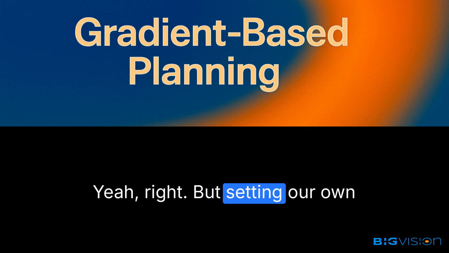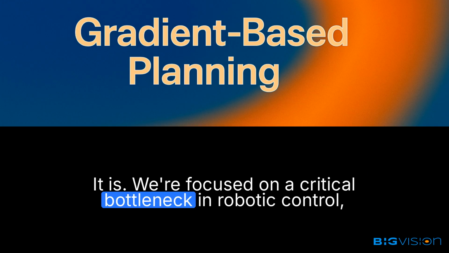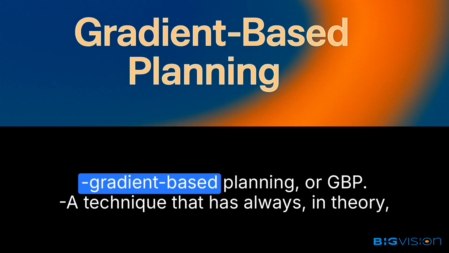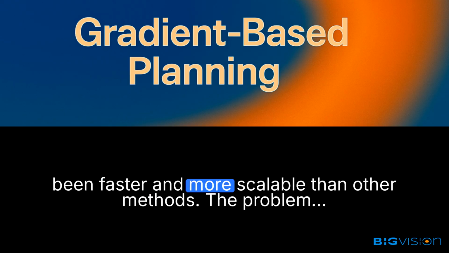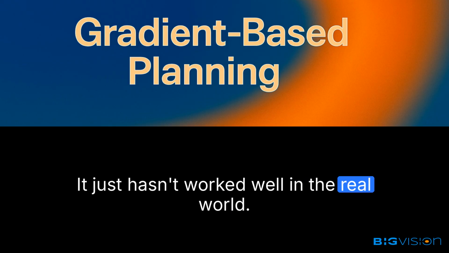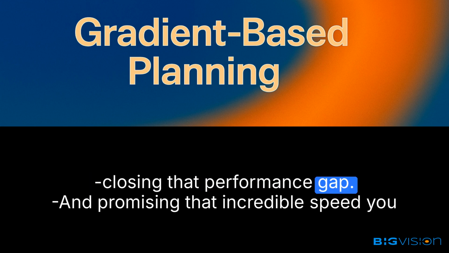But setting our own algorithms aside, our mission today is really all about efficiency. We're focused on a critical bottleneck in robotic control, gradient-based planning, or GBP. A technique that has always, in theory, been faster and more scalable than other methods. The problem: it just hasn't worked well in the real world. Exactly. We need to understand why it failed and how new research is finally closing that performance gap, and promising that incredible speed.